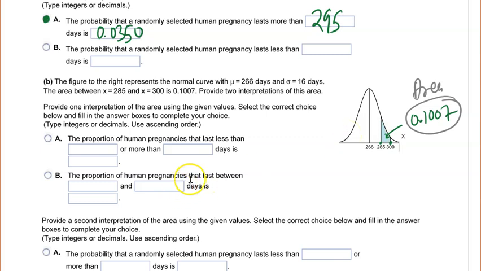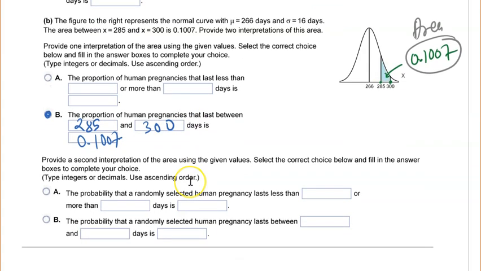You have to choose the option that says "between" because you have two numbers, 285 and 300. I'm choosing this B option here. The proportion of human pregnancies that last between 285 and 300 days is 0.1007.